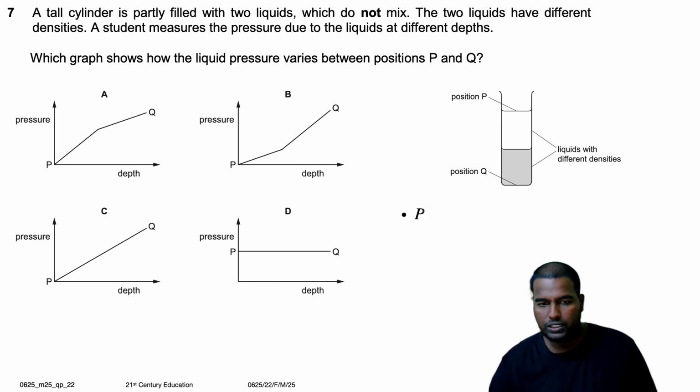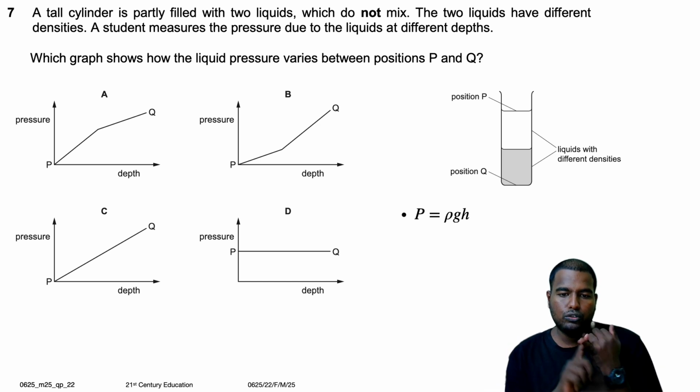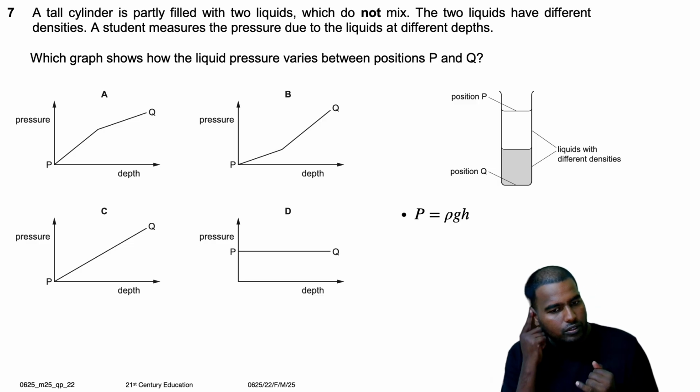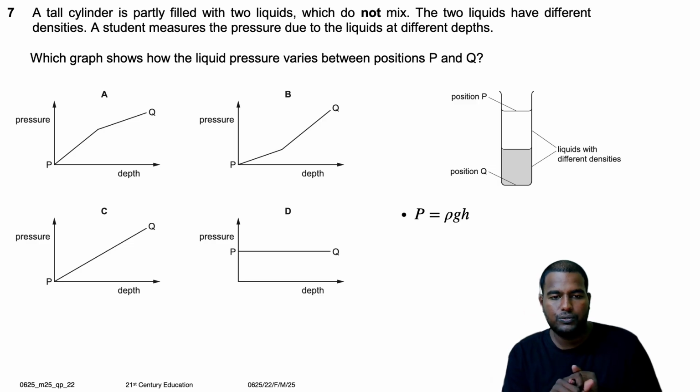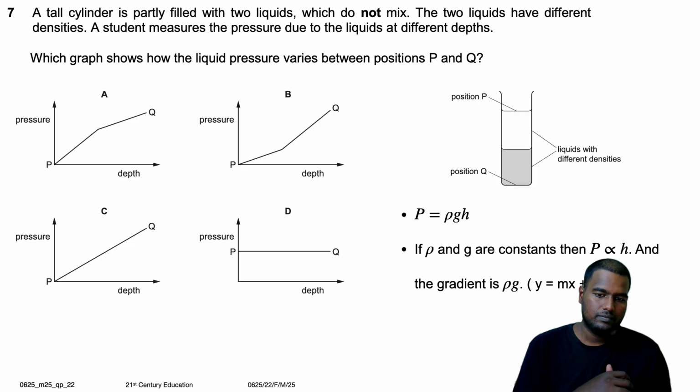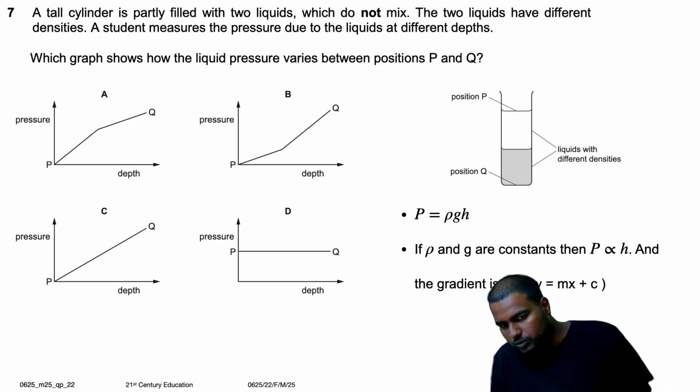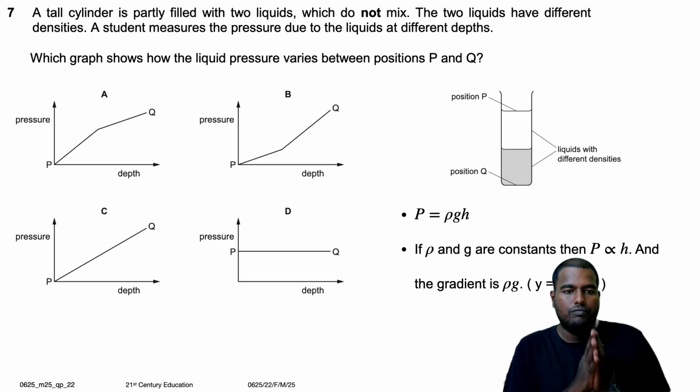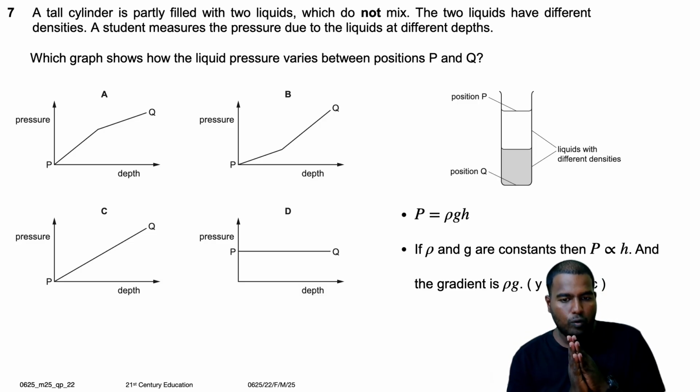Now we know that pressure is rho g h. Both rho and g are constant. g is constant for both the liquids. Rho is constant for each liquid individually. So if rho and g are constant, then pressure is directly proportional to h. Comparing it to the y equals mx plus c equation, rho g is the gradient. So whichever liquid has more density should have more gradient. So Q should have more gradient than P, and pressure in Q should be more than pressure in P.